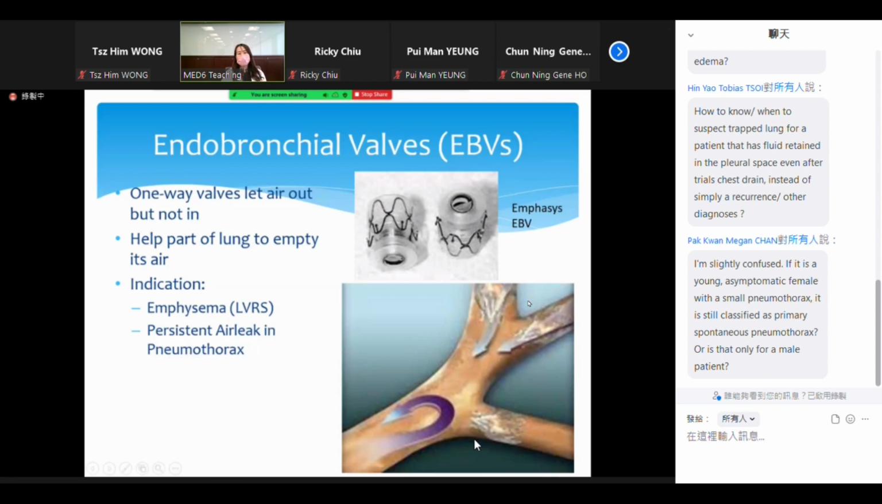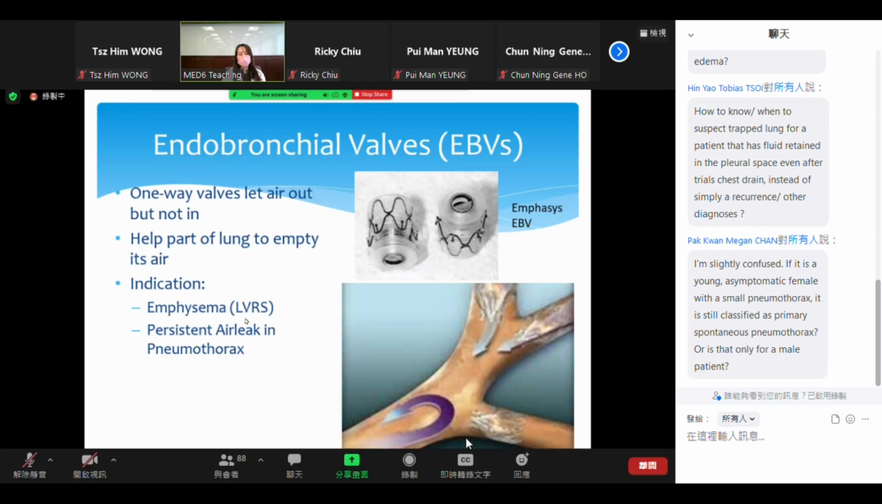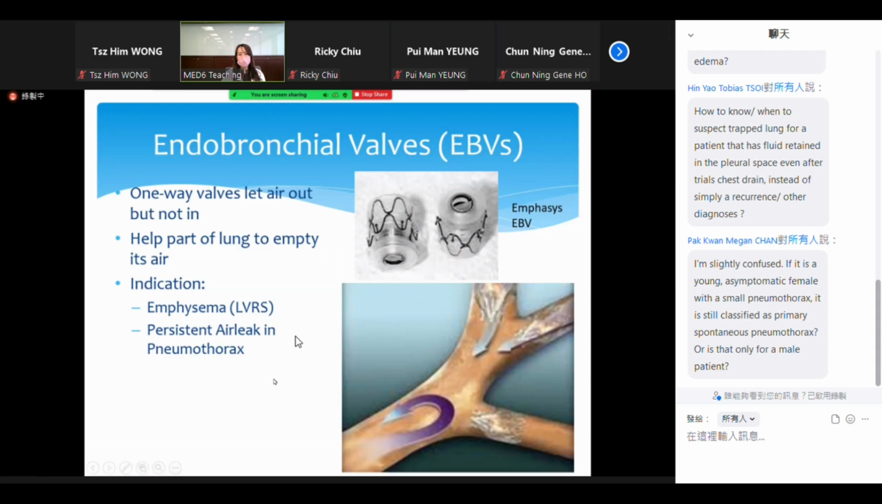So after talking about bronchoscopy and EBUS, I will go into some therapeutic procedures. So this is an endobronchial valve, we call EBV. This is a one-way valve, can let air out but not air in. So the indication of EBV would be emphysema for lung volume reduction procedure, and also for persistent air leak in pneumothorax to stop the air leak, and we can remove the chest drain and discharge the patient earlier.